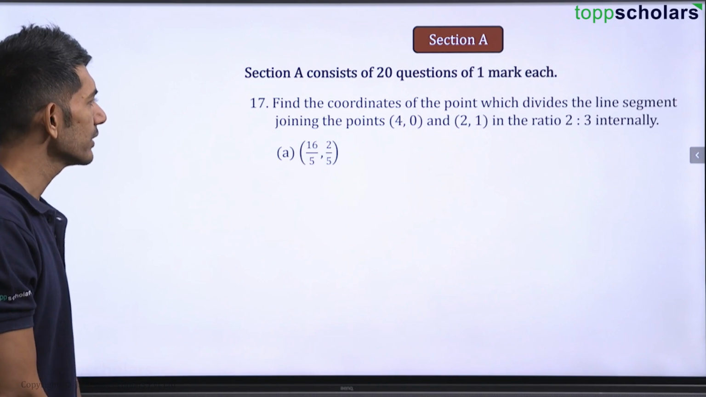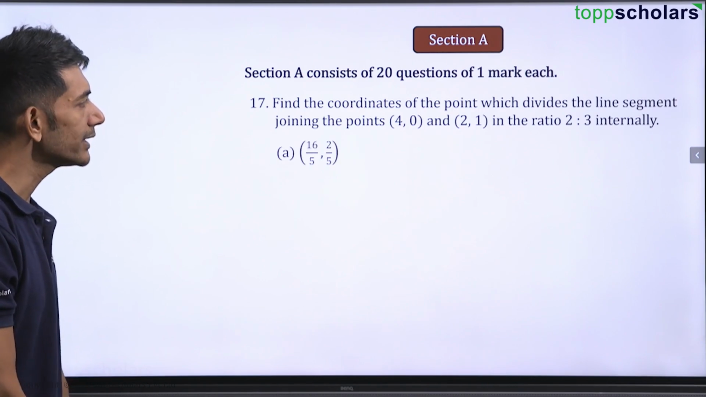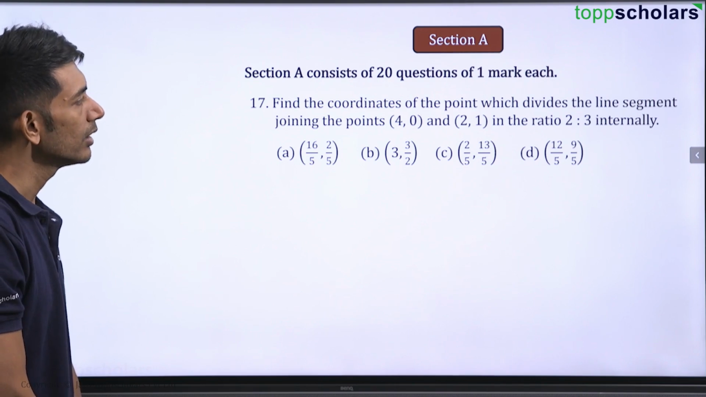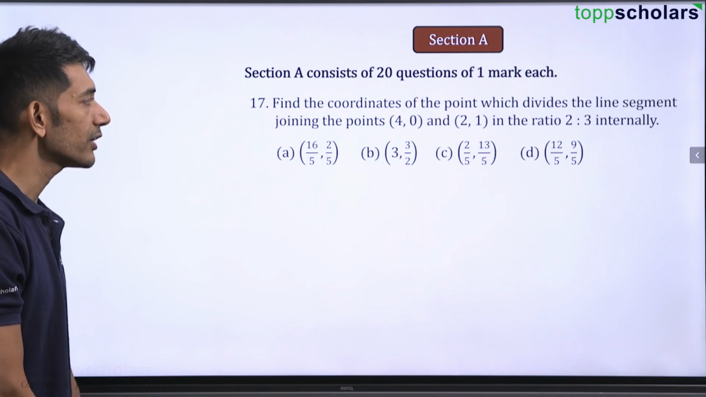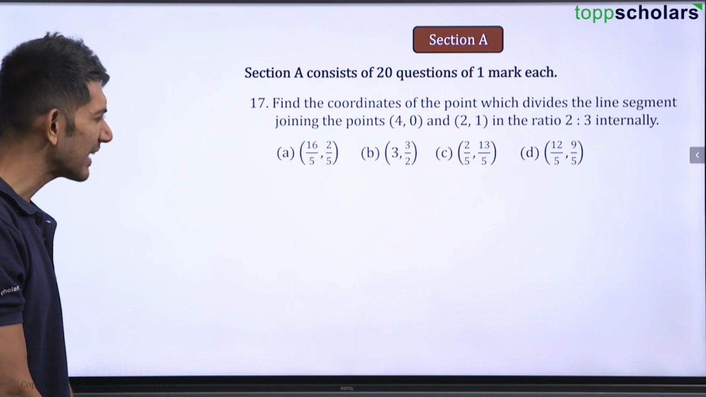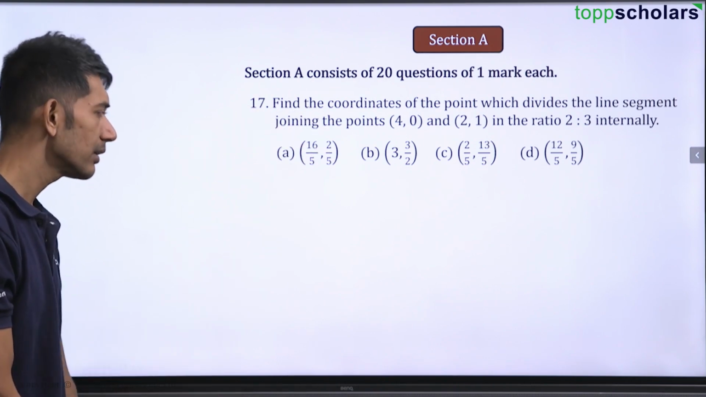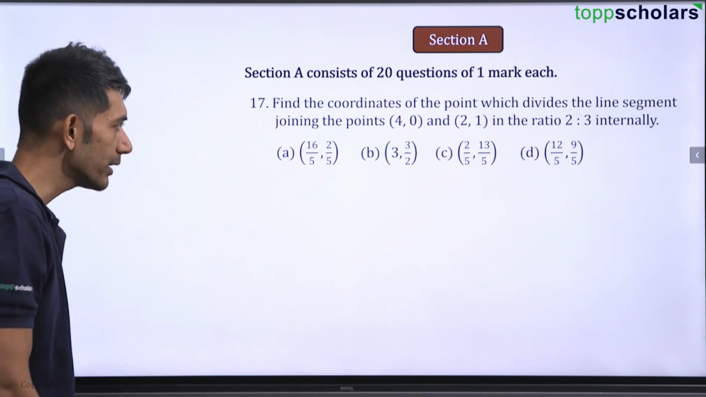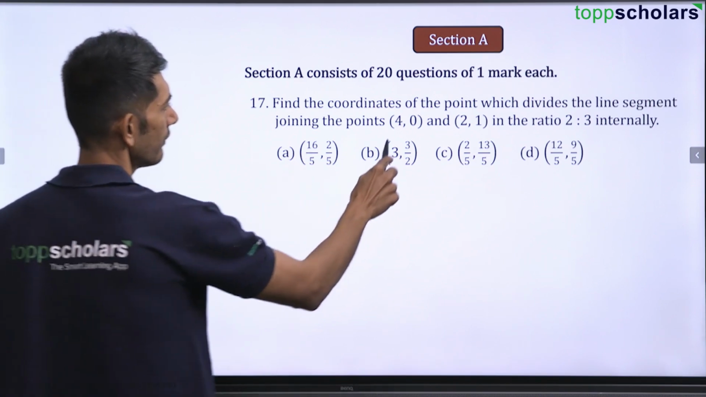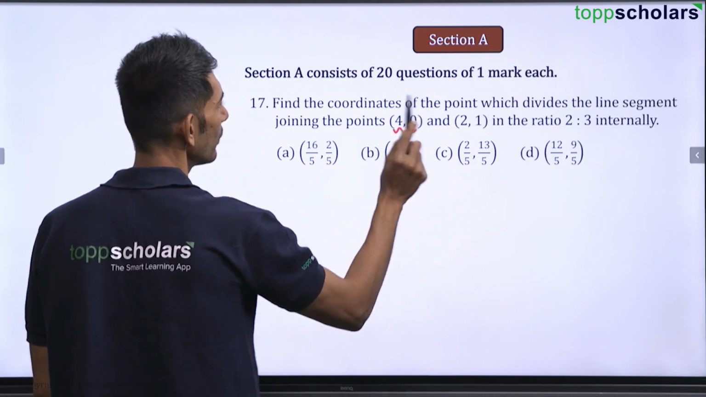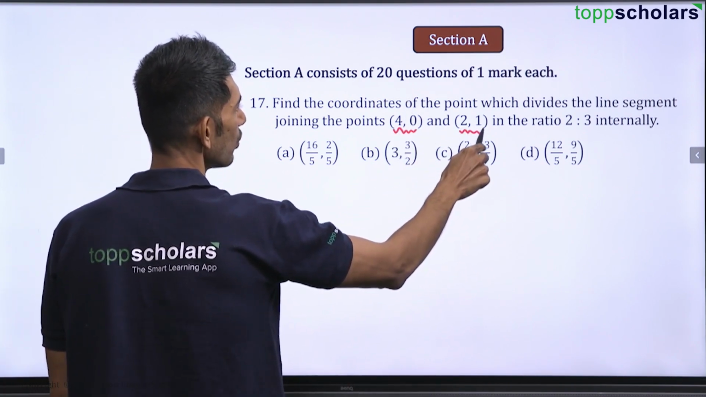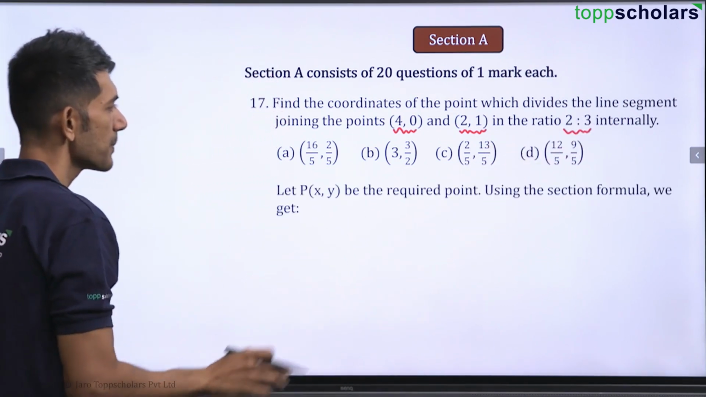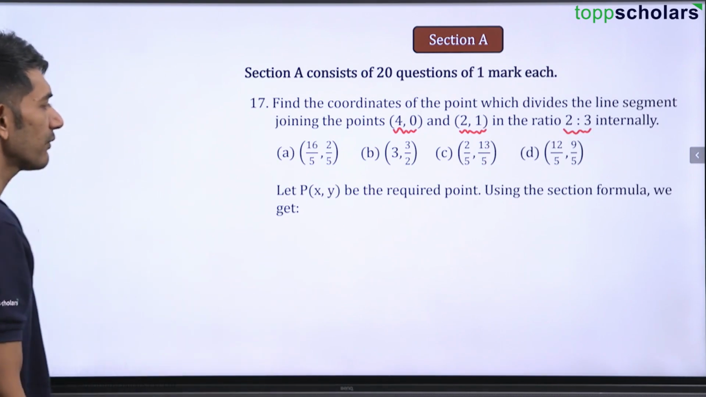Okay, let's have a look at a new question now. Find the coordinates of the point which divides the line segment joining the points 4, 0 and 2, 1 in the ratio 2:3 internally. Now this can be a slightly lengthy problem for a 1 marker, but yes, that's how it is. So we have to solve it because we are not going to get this orally. So firstly we consider the first point as x1, y1, second point as x2, y2, and then this as m1, m2 or m and n.